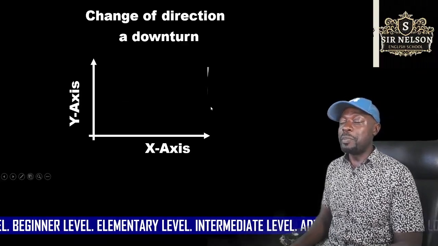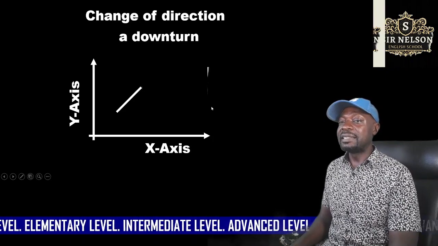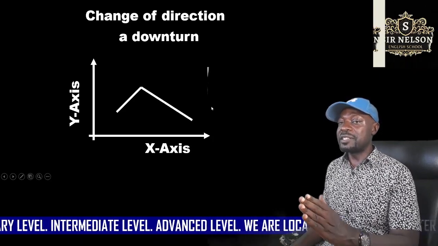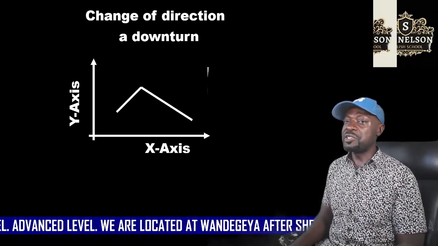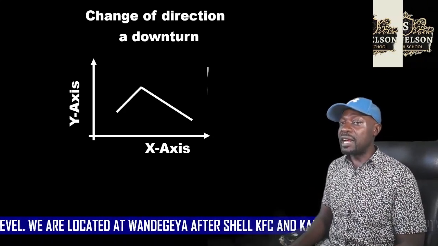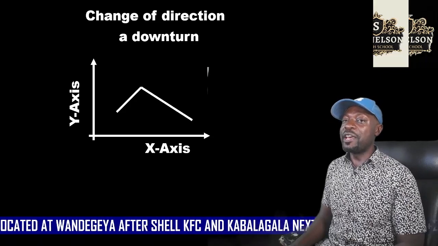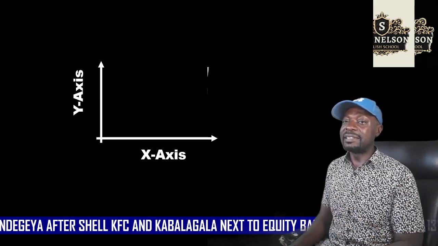We also have the opposite. A downturn looks like that, and then you go down. First go up. If you see something like that and you wish to explain it, you say, there was a downturn, or the price of oil downturned.